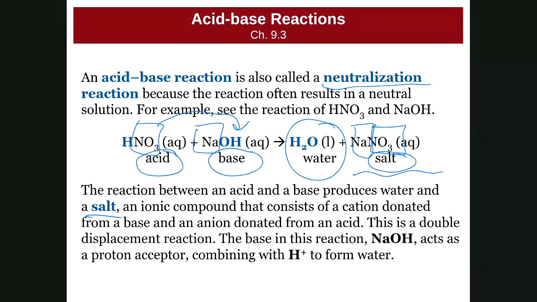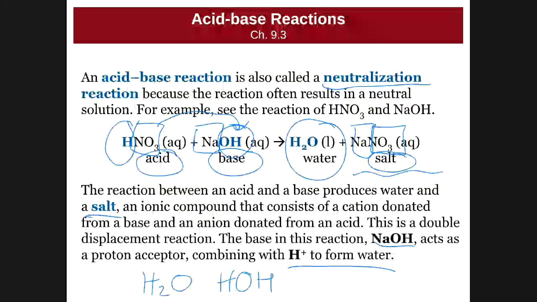In this reaction, you can also see that sodium hydroxide acts as a proton acceptor. It combines with the proton to form water. So our OH combines with our H to form water, which is H2O, or sometimes might be called HOH because we added a proton to a hydroxide. All right.